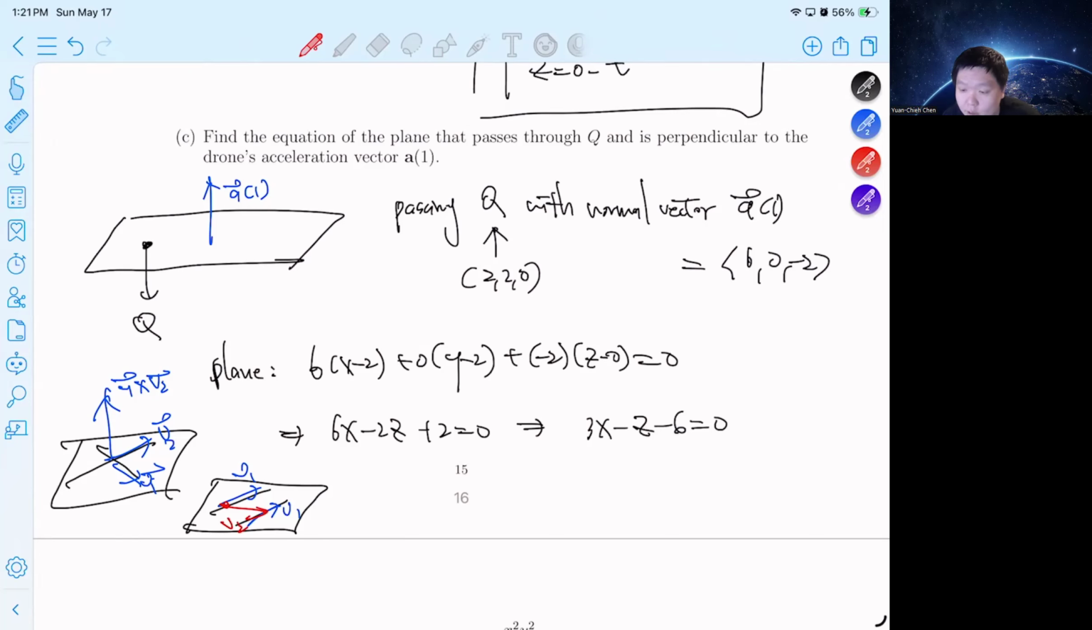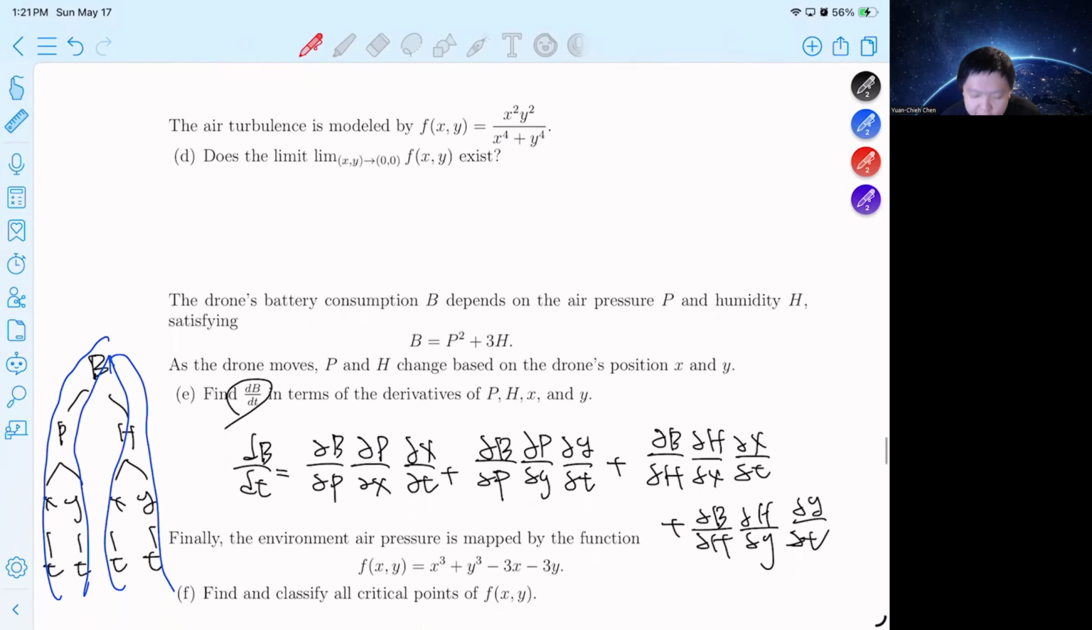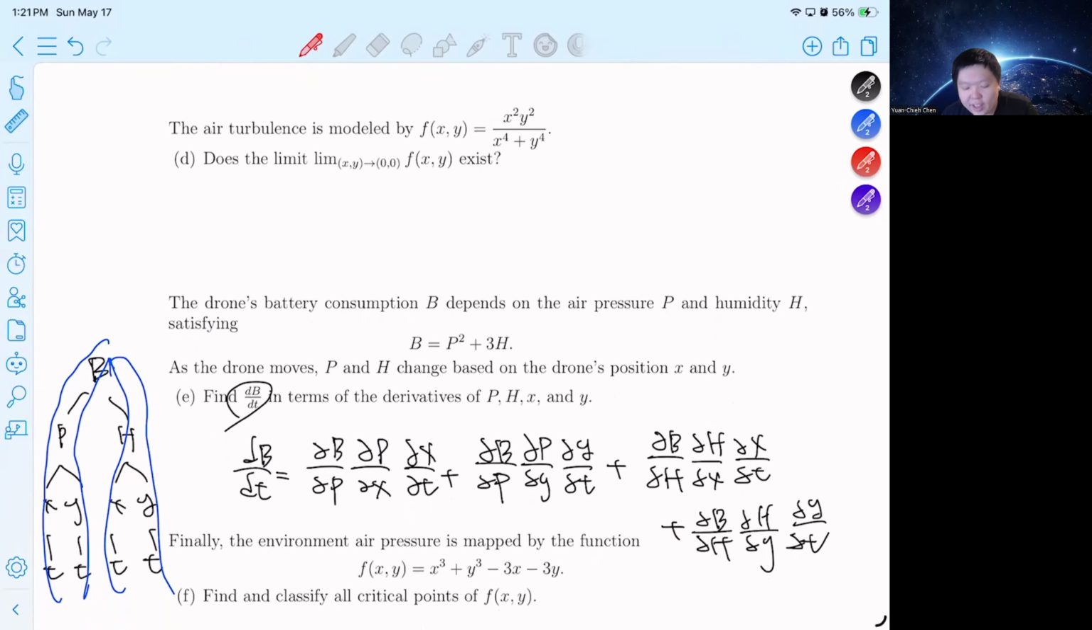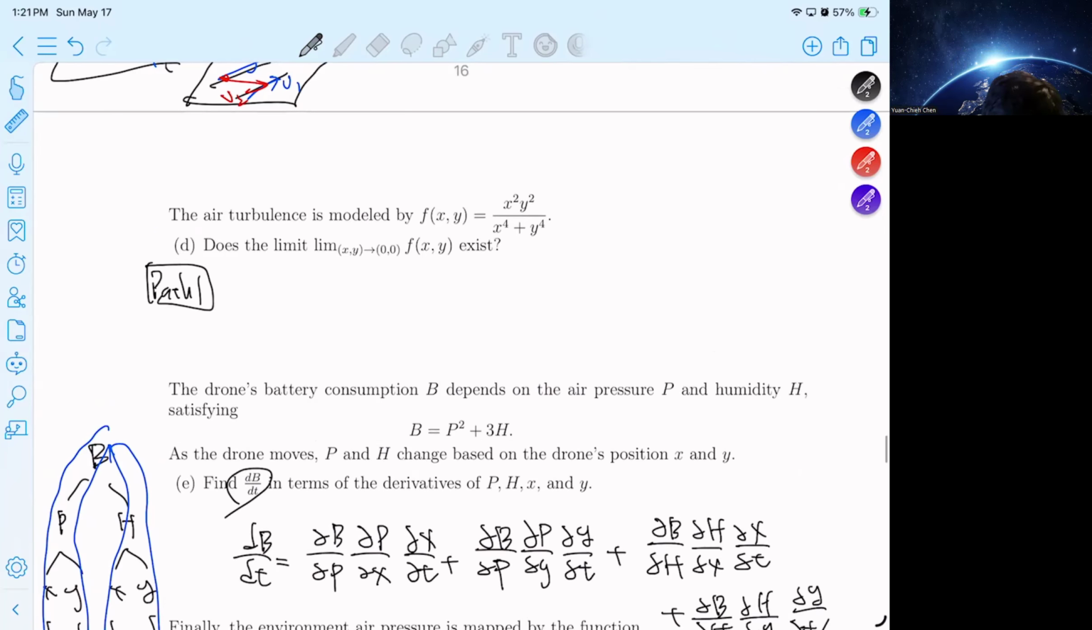So now the drone is flying, and now we have a turbulence modified f(x,y). So we ask if the limit exists. In this case, usually we can guess the limit does not exist, so we try to make it easier. What about we just try two paths? Path 1: what about x equals 0? In this case, the limit as (x,y) goes to (0,0) just becomes x squared times y squared, so 0, over 0 plus y to the power 4. Everything is 0, so the whole thing is 0.